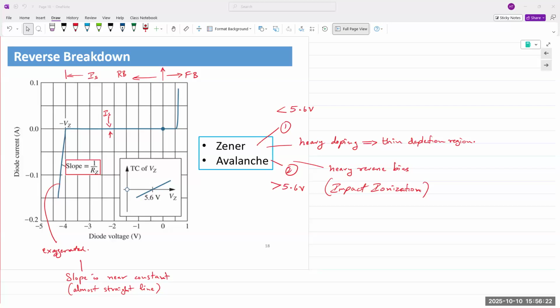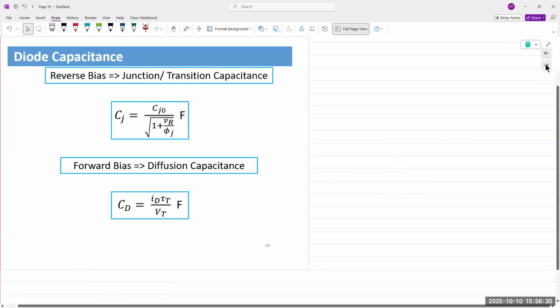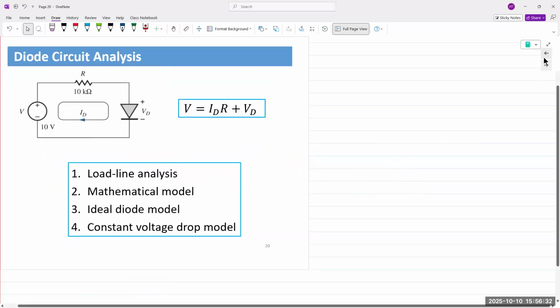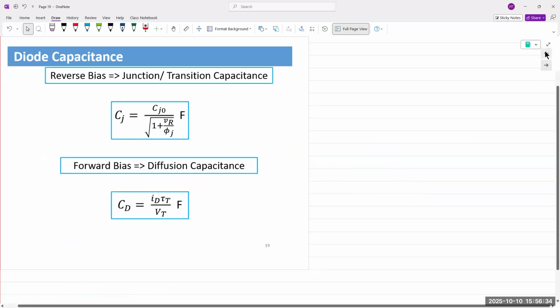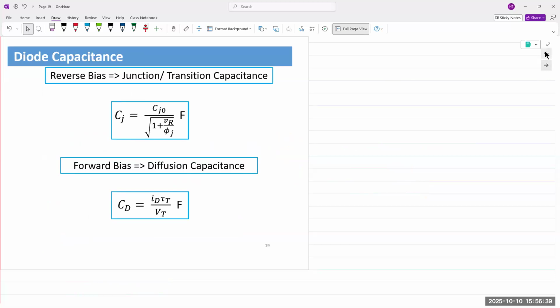Okay. Let's see, we have about 4 minutes left, so 3 minutes. Reverse bias, there were some properties or circuit analysis. So one more left. All right, diode capacitance.